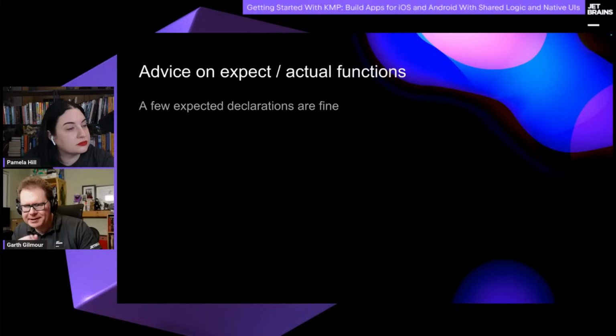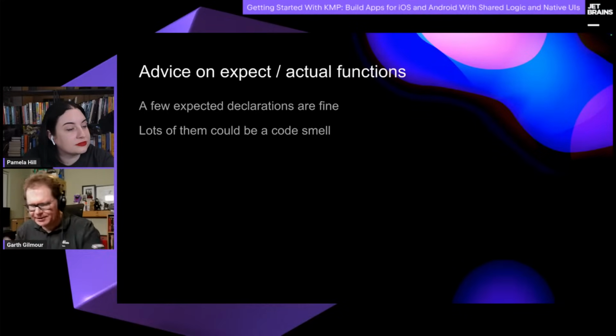So a few expected declarations are completely fine. Obviously, a lot of them would be a code smell. It's going to complicate your code because every time you do an expected declaration, you have to make sure there's an actual declaration on each targeted platform. And yes, you will be reminded. The IDE and the compiler will remind you, but you'll have to keep track of them and so on. So you don't want a lot of these.